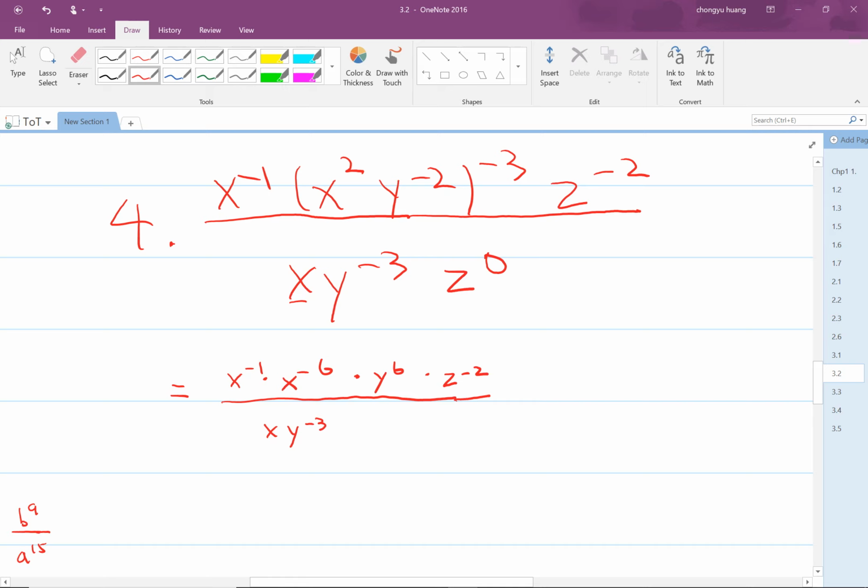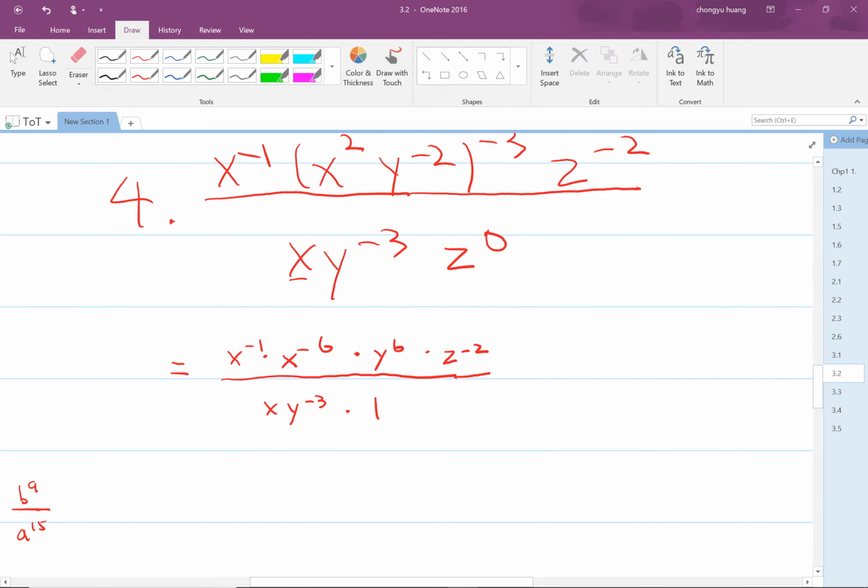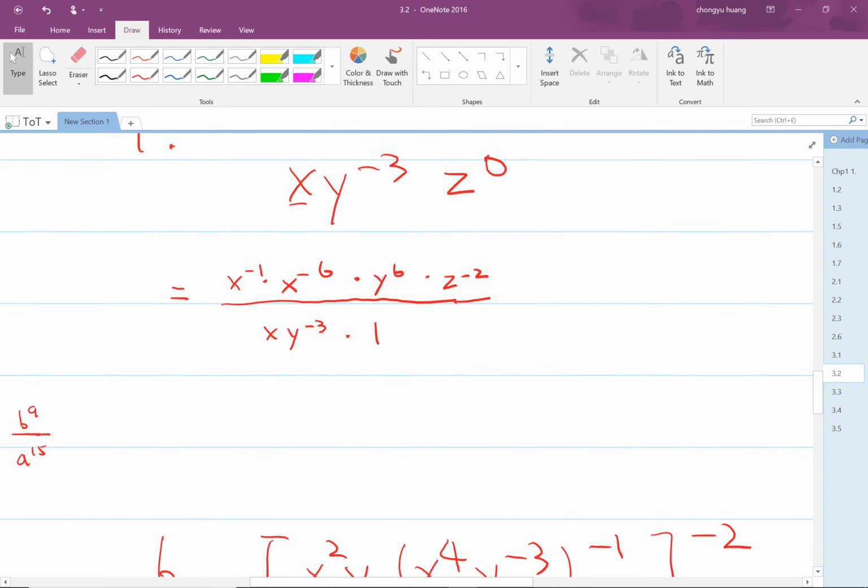Remember, anything to the power 0 is going to be 1, so it just multiplies by 1. So z to the power 0 is equal to 1. Okay, let me simplify a little bit more.